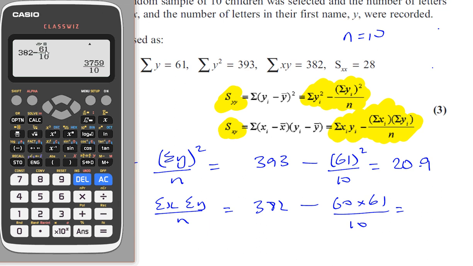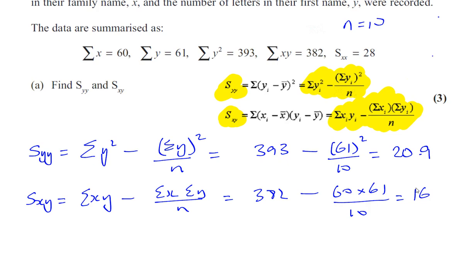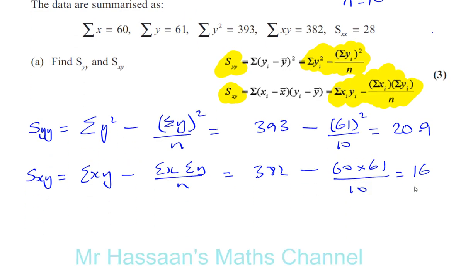Let's go back here. 382 minus 60 times 61, over 10. Okay, and that will give us 16. So that's part A. Simple as that. You don't even really have to understand what you're doing here. You just have to go to the formula book, take what you need, and put everything in the right place. All right, that's part A done, and I'm going to do part B in a minute.